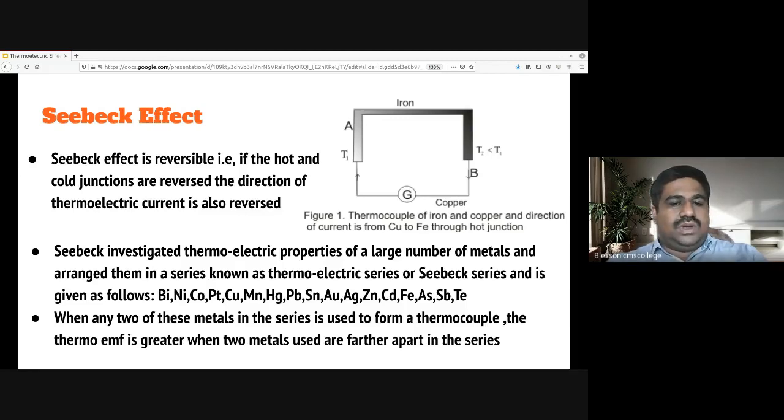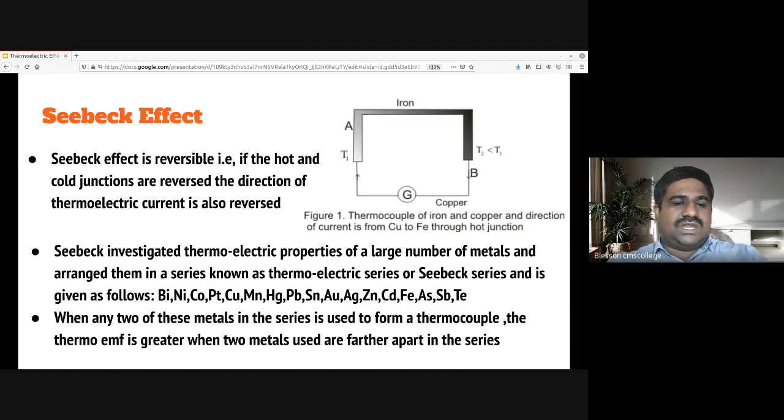If the metals are further apart in this series, they will give more EMF than metals which are close to each other in this series. This series is called the thermoelectric series. Also, the Seebeck effect is reversible. That means if the hot and cold junctions are reversed, the direction of the current will also get reversed.